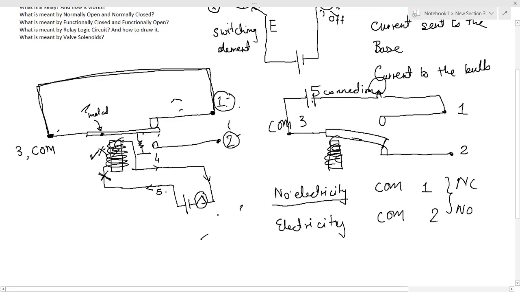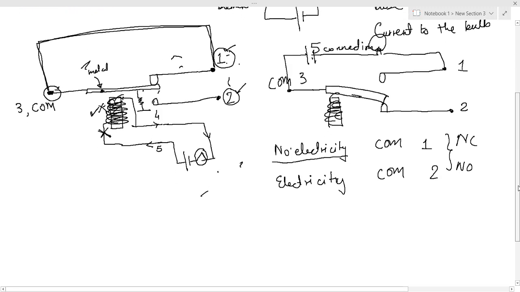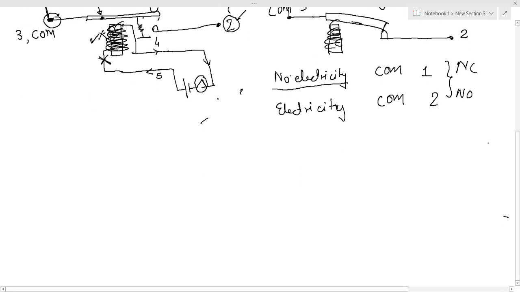What happens? Basically we control the current flowing through this solenoid, and by controlling the current flowing through this solenoid, we control which end of the connection is joined. That is, this common connection is connected to which end, whether it is connected to 1 or whether it is connected to 2. So that is what the relay does, right? Now we have to understand what is NC and NO.